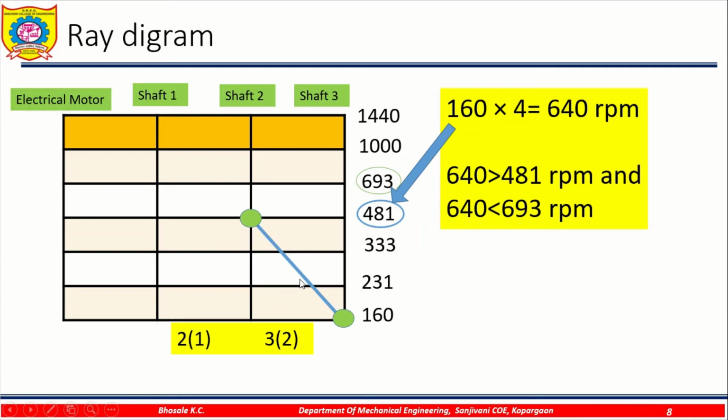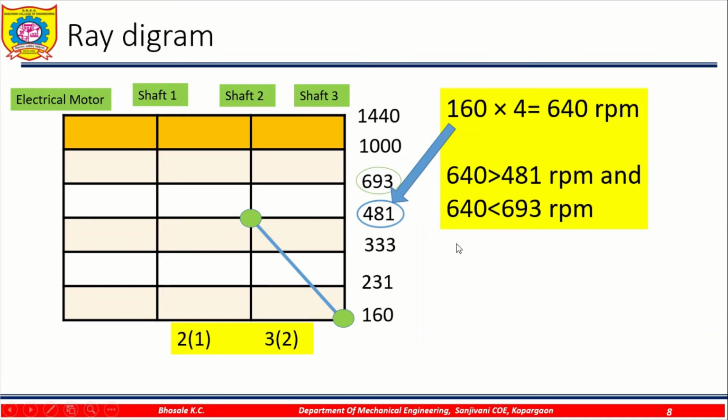Now, the line indicates that we are reducing the speed from shaft number 2 to shaft number 3, from the speed of 481 to 160. When you get the ratio of output to input, 160 by 481, it is less than 1 by 4 times, so it is not violating the restriction.